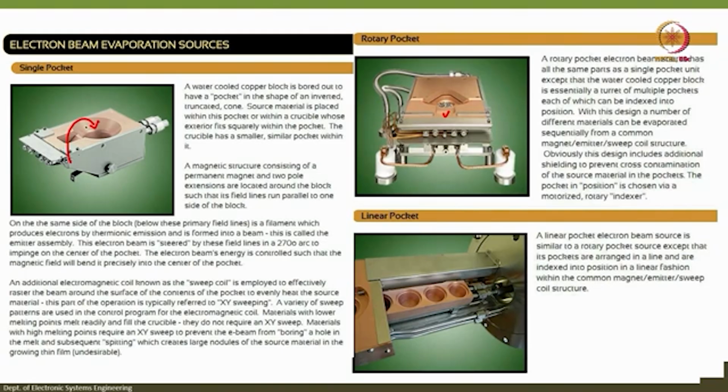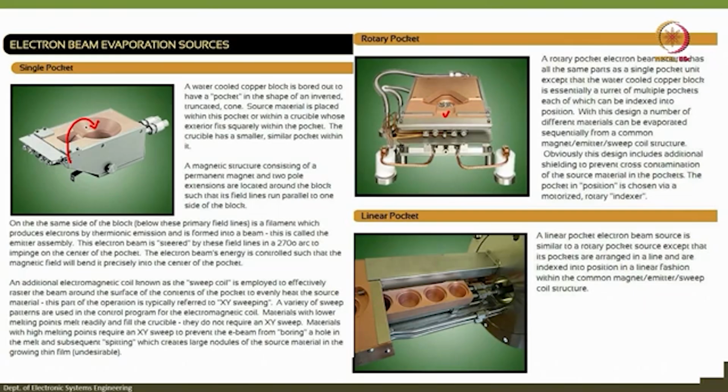An additional electromagnetic coil called a sweep coil is employed to effectively raster the beam. So, one option is that the beam continuously falls on this source at one point, and then the deposition is faster. Second, it will go like this, then from here, then here, then here again, like this. So, triangular formation, raster formation, all things are possible because of the additional electromagnetic coil, called a sweep coil, placed in the mechanism. A variety of patterns are used in the control program for the electromagnetic coil.